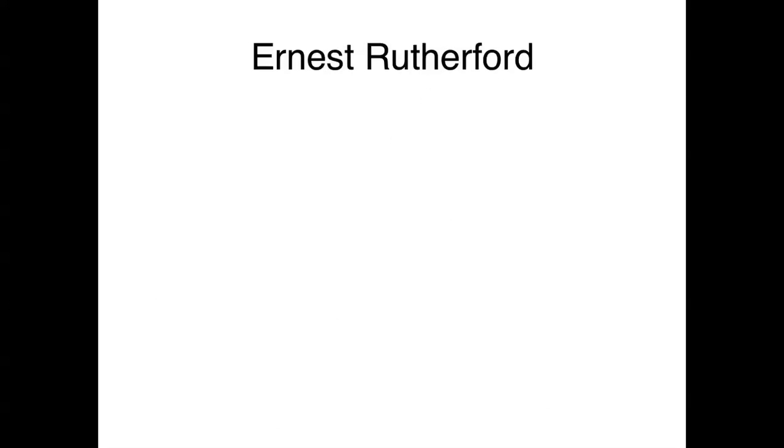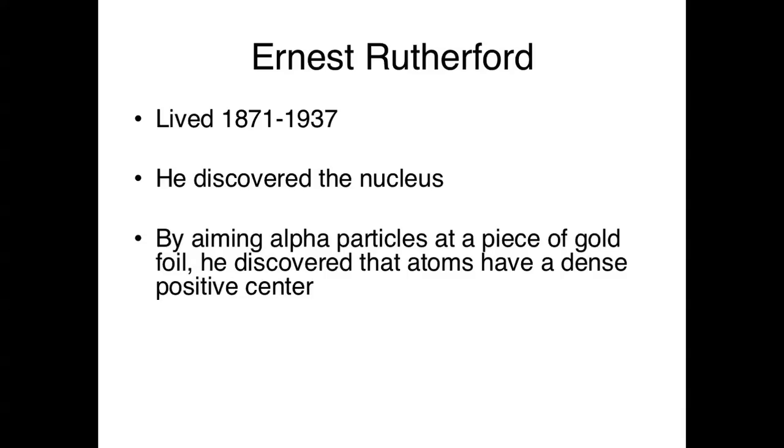Okay. Ernest Rutherford. Again, dead. Lived about the same time as J.J. Thomson, 1871 to 1937. And he discovered the nucleus by aiming alpha particles, which are little teeny tiny, 2 protons and 2 neutrons mushed together. So he aimed these little particles at a piece of gold foil, and he discovered that the atoms must have a dense positive center.